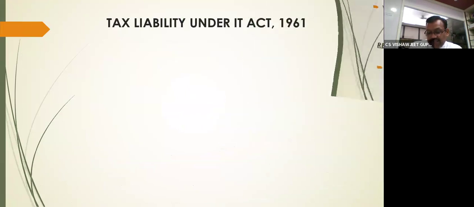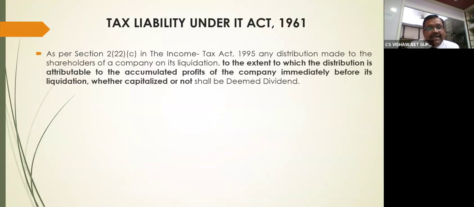Now, tax liability under the Income Tax Act 1961. As per section 2, subsection 22C, if you are making distribution of the proceeds in the liquidation process, you will have to check and keep in mind these provisions also. As per section 2(22)(c) of the Income Tax Act, any distribution made to the shareholders of the company on its liquidation, to the extent to which the distribution is attributable to the accumulated profits of the company immediately before its liquidation, whether capitalized or not, shall be deemed a dividend. This is the provision of the Income Tax Act.